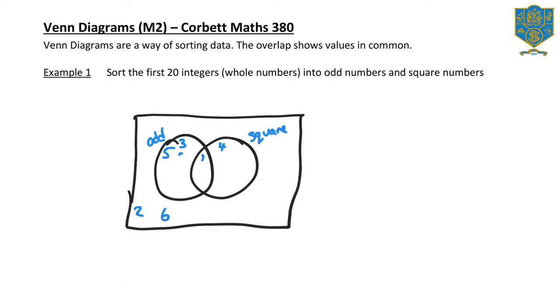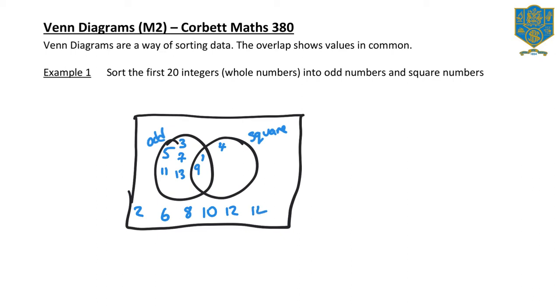7 is odd and not square. 8 is even and not square, so it goes on the outside. 9 is an odd number, but it's also a square, so it's going to go there. 10 is even and not square. 11 is odd. 12 is outside. 13 is odd and again not square.